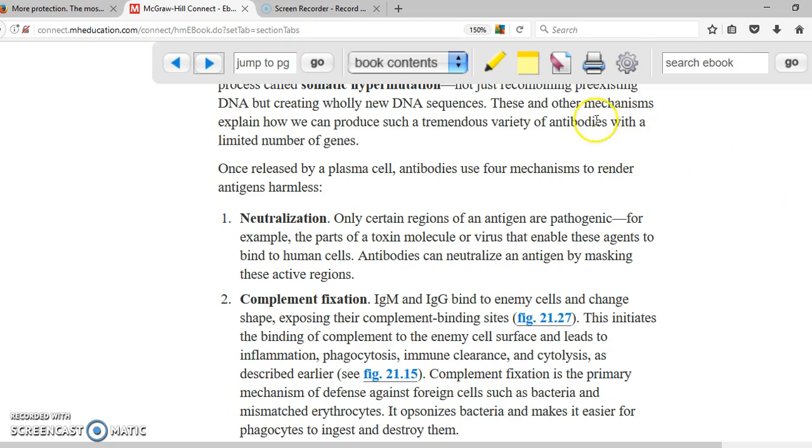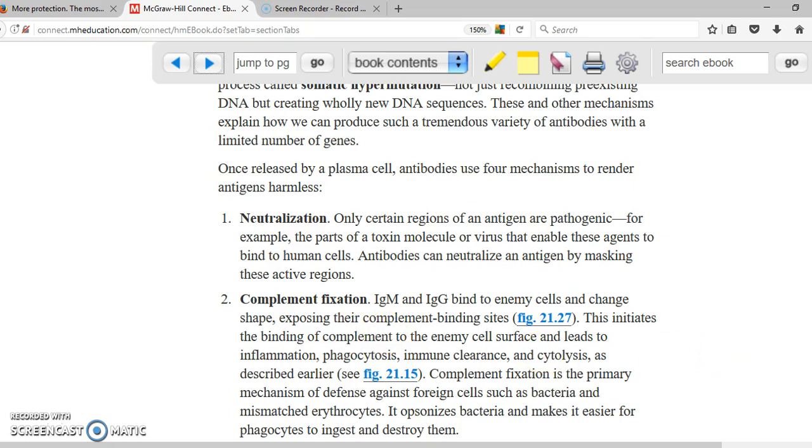So there are basically 4 mechanisms that the antibodies are going to use once they are produced by the plasma cells. The first one is called neutralization, because in this case the antibodies are going to neutralize the antigen by covering it. Since it covers it, the antigen will not be able to initiate or trigger an immune response. That's why this is called neutralization.